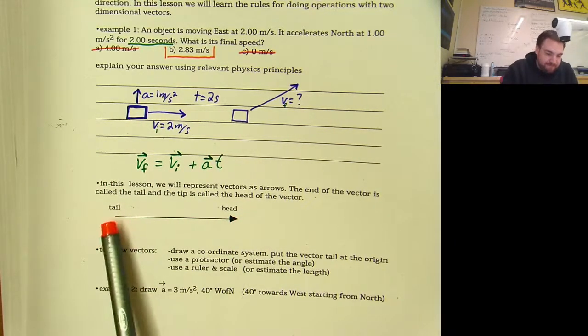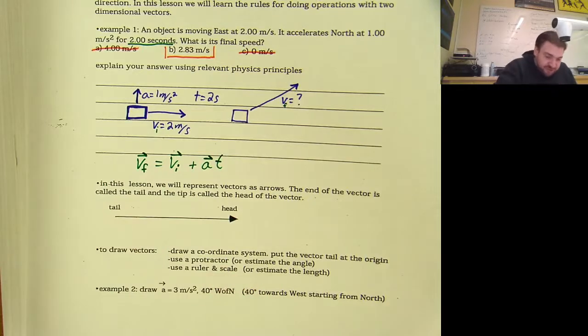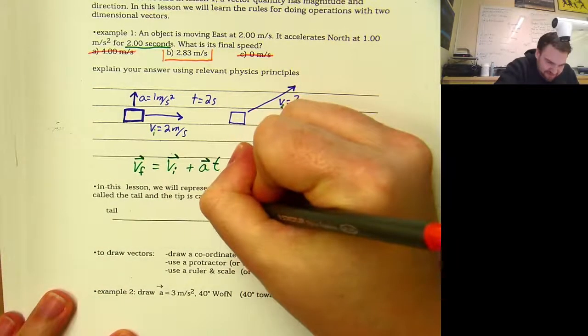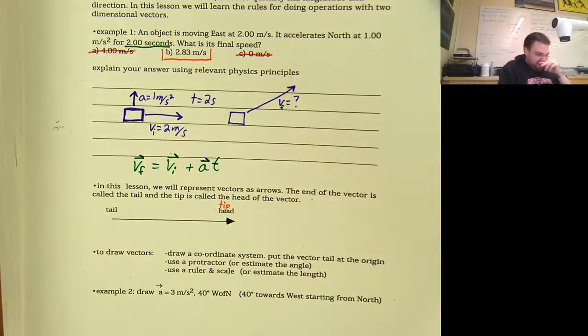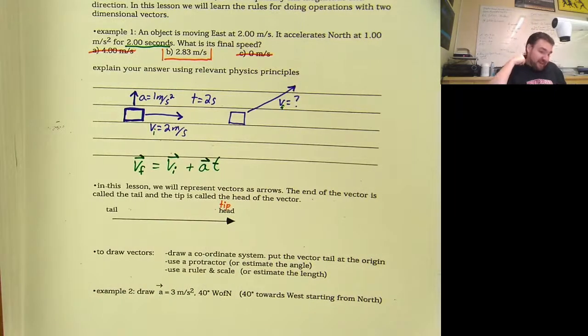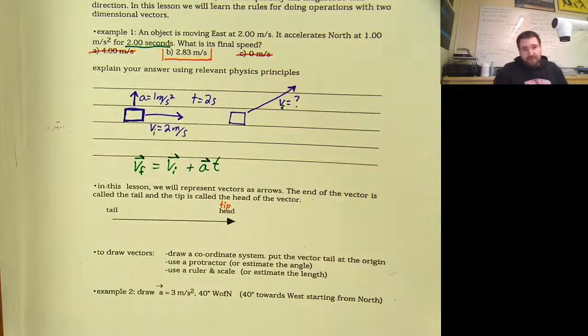It's also just called, sometimes it depends on the physicist or physics teacher you're working with. Sometimes it's called tip and tail. Sometimes it's called tail and head. I will probably actually just use tip and tail because that's how I was taught. So here we go.